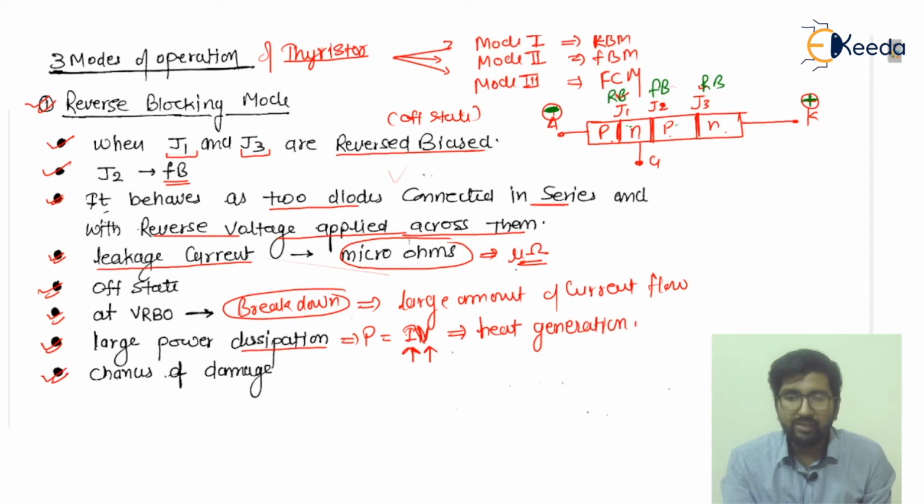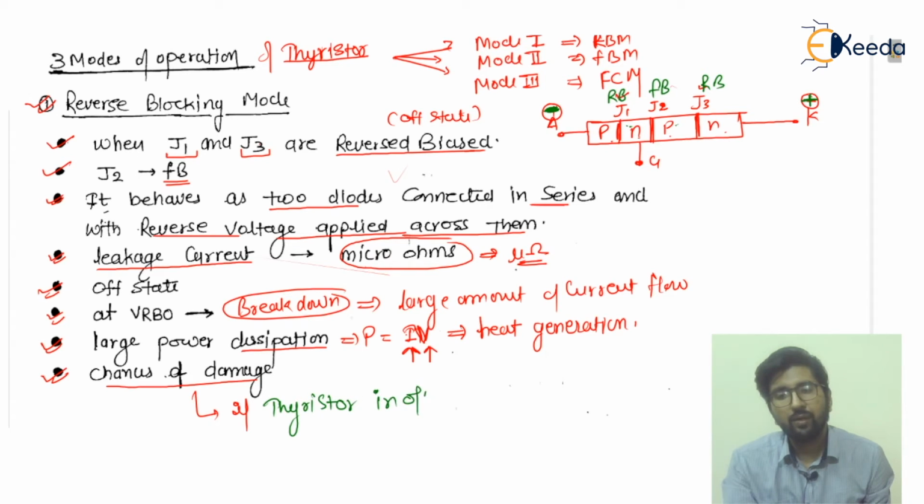So if there is heat generation, then there will be chances of damage. I can write here, if a thyristor in the off state crosses the permissible limit.